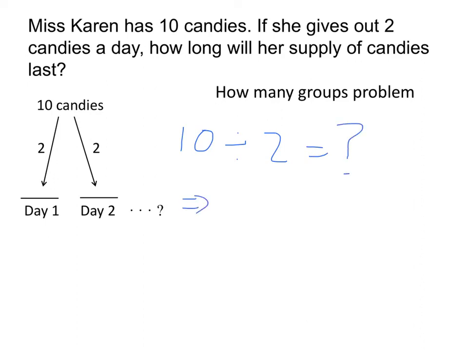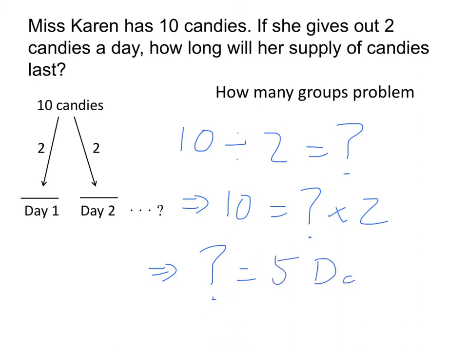Now to solve this division problem, we're going to convert this over to an equivalent multiplication problem. And the equivalent multiplication problem is 10 equals question mark times 2. And so now we're going to reason through to find the solution. We think, what number times 2 equals 10? Well, the answer is 5, so question mark equals 5, and then we'll put a label on it, 5 days. So there's our answer. Our supply of candies is going to last 5 days.